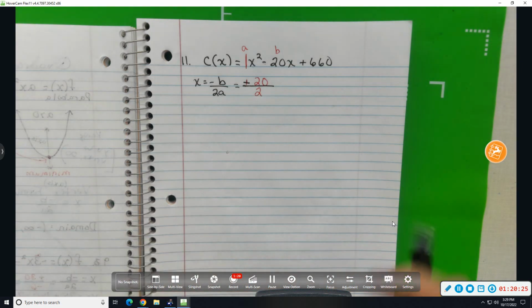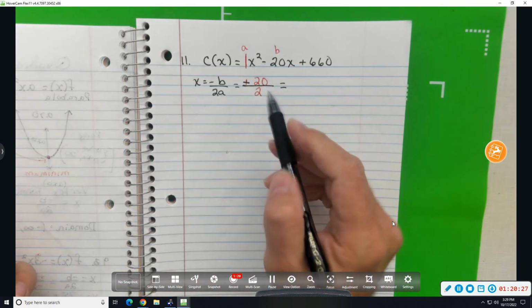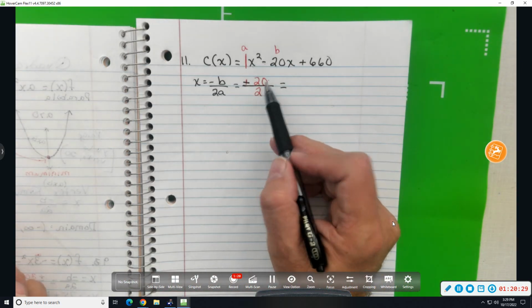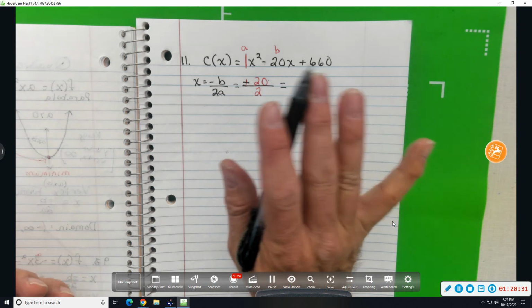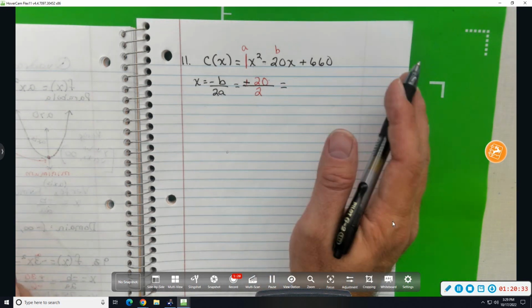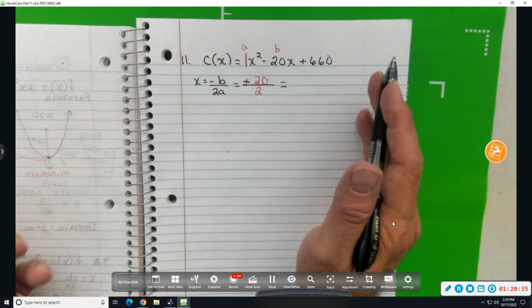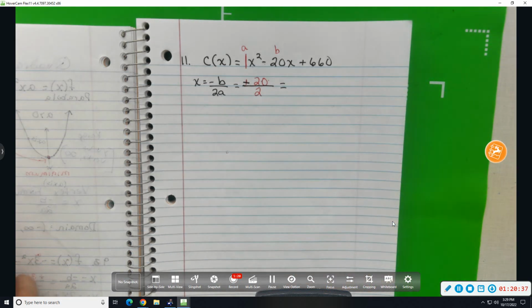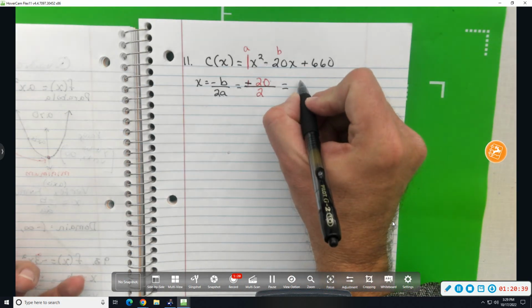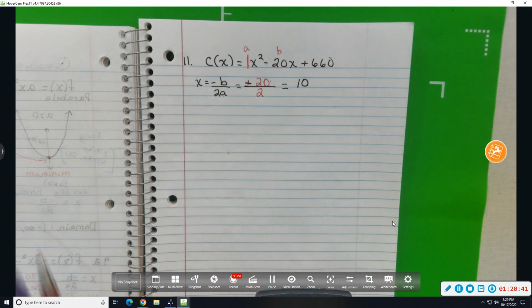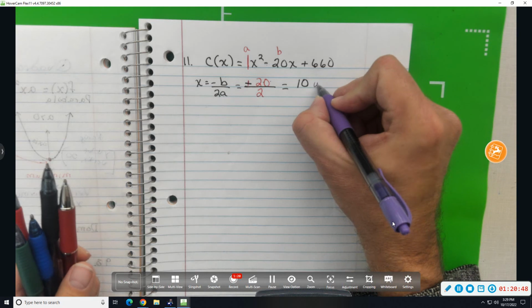So what are we getting for X? It better not be negative. It wouldn't make sense for our answer here to be negative. You can't have negative units of tacos. Let's see, what's that? 20 divided by 2. Is that a 10? So is that $10? No, that's 10 units of tacos.